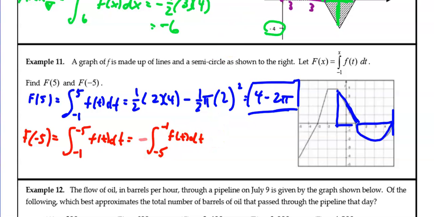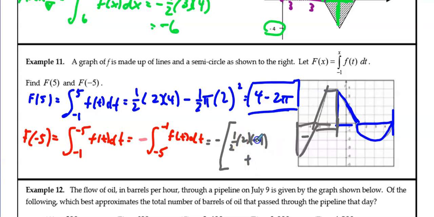And so, ladies and gentlemen, when we're solving this problem, all we really have to do here is put a negative, and then we're going to find the integration of -5 to -1. So -5 to -1. So that's going to be this triangle, which again is going to be negative, and I'm going to add to it the area of this trapezoid. So this is going to be 1/2, and then my base is going to be 2, and then my height is going to be -4, right? So -4.